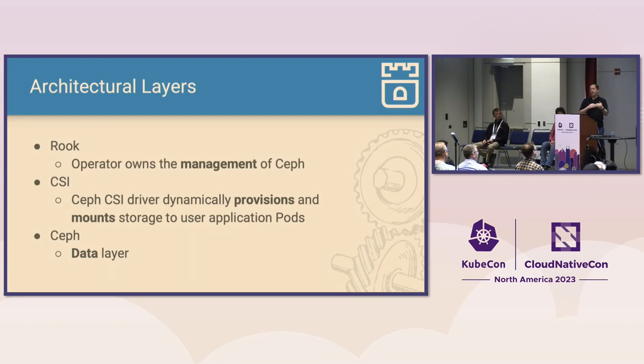And then once your data is provisioned and mounted under the covers, Ceph provides the pure data layer. At the end of the day, Ceph doesn't even know it's running in Kubernetes. It's just providing that data layer as if it were running outside of Kubernetes. But it's all running together, or it can all run together, or it can run separately.